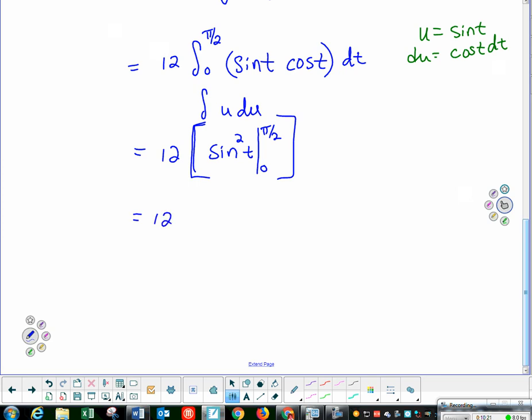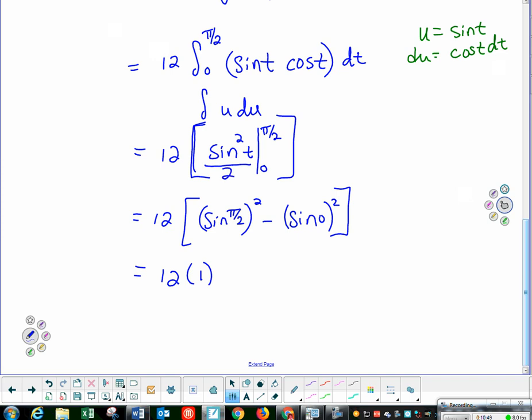We will start at the top, right, fundamental theorem, and we'll have the sine of pi over 2, calculate that, and then square that answer, minus the sine of 0, square that, and that'll be our answer. So I get 12. Sine of pi over 2 is 1, and I did something. I know I did something. I forgot a 2 there, didn't I? I upped the power. This would have been a u squared over 2. There's my 2.